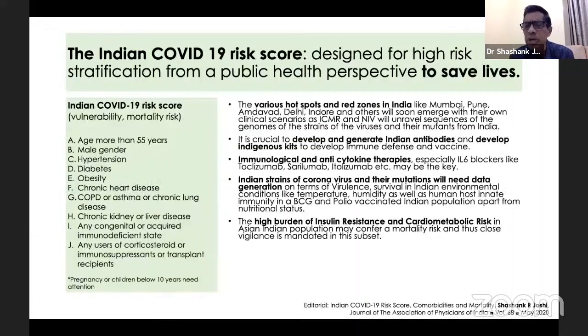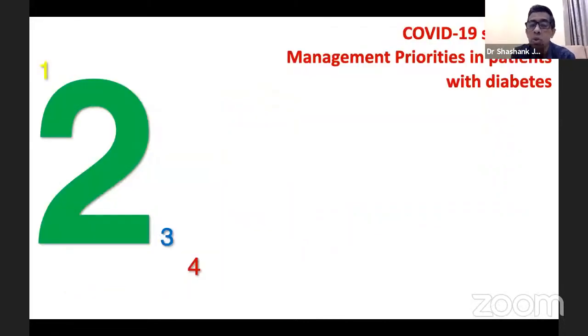We had developed an Indian COVID score. Any person above 55, male gender, hypertension, diabetes, obesity, chronic heart disease, COPD, chronic kidney disease, any congenital or acquired immunodeficient state, any human being using steroids, immunosuppressants, or transplant recipients are vulnerable for COVID in India. The 65 cut point may not be applicable. Our cut point is a little earlier. Male gender, hypertension, diabetes is so vulnerable.